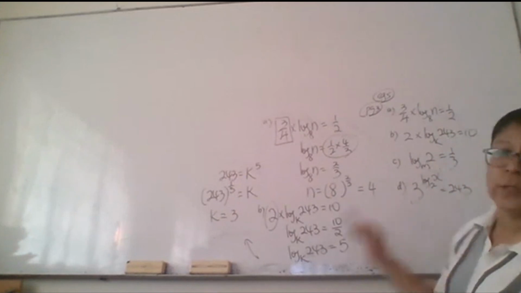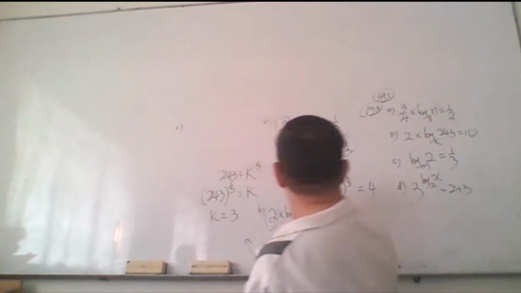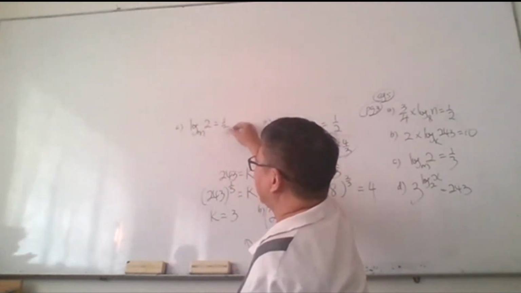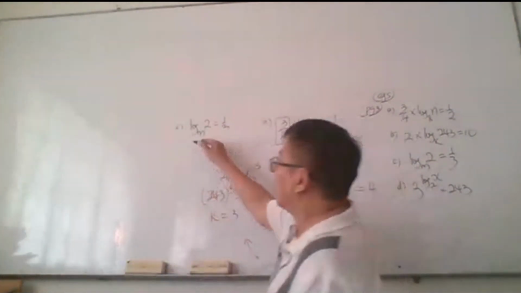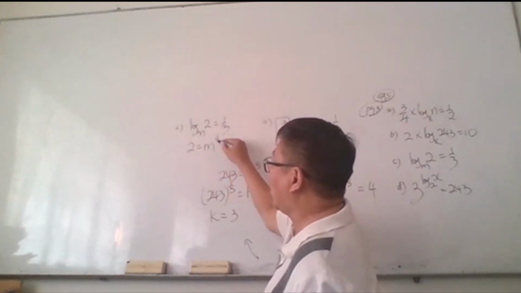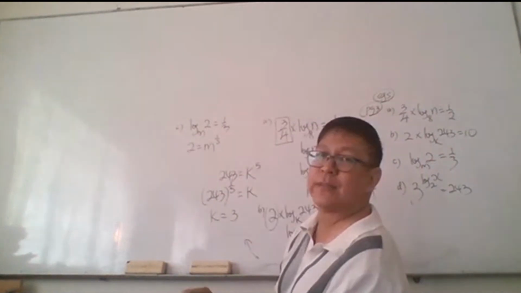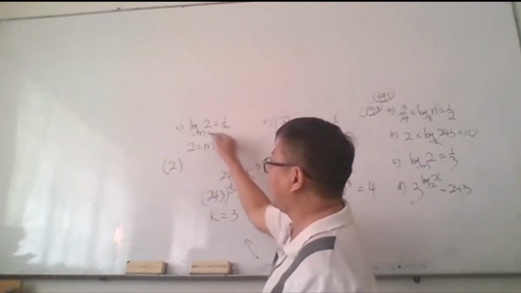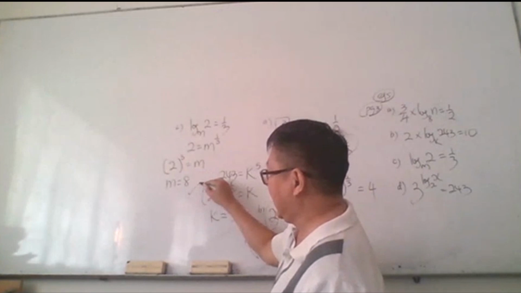Let me show you the rest, C and D. This one, C, is simple, because in this question there's nothing in front of the logarithm. You just shift: log base 2 of m equals 1 over 3, so the power 1 over 3 moves to the other side. It is inverted: instead of 1 over 3, it becomes 3, so that m will be 8.